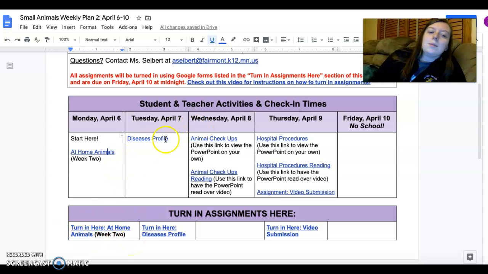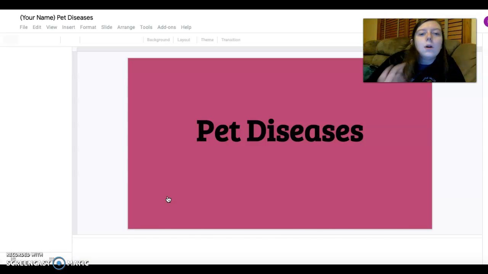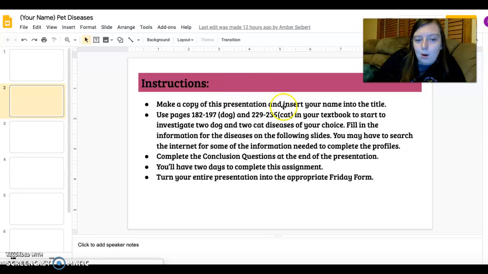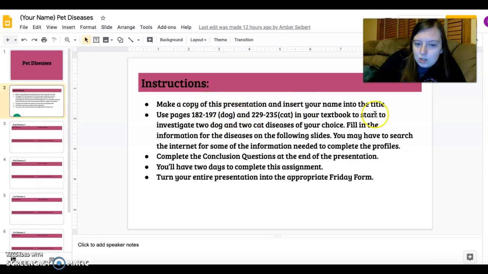Your next assignment is going to be your diseases profile, in which case I already had it open, shoot. Instructions are going to be in the PowerPoint, but essentially you're going to make a copy of the presentation, insert your name into the title. You're going to use the pages outlined from your textbook that we sent home with all of you to investigate 2 dog and 2 cat diseases of your choice.